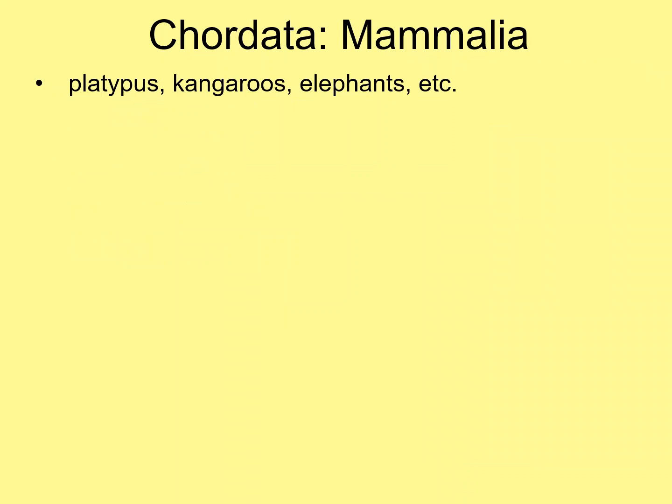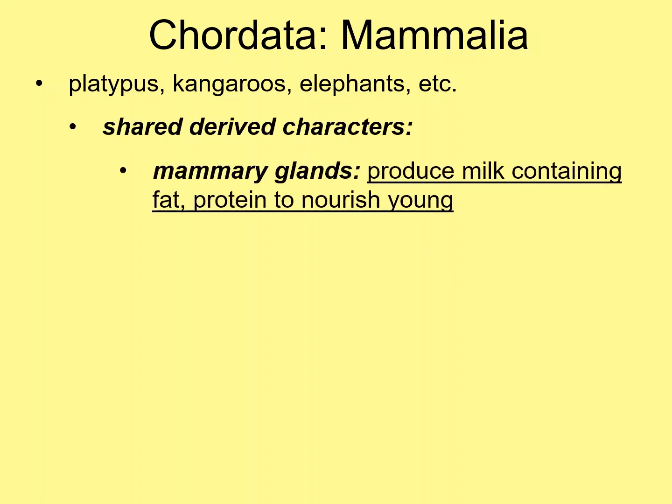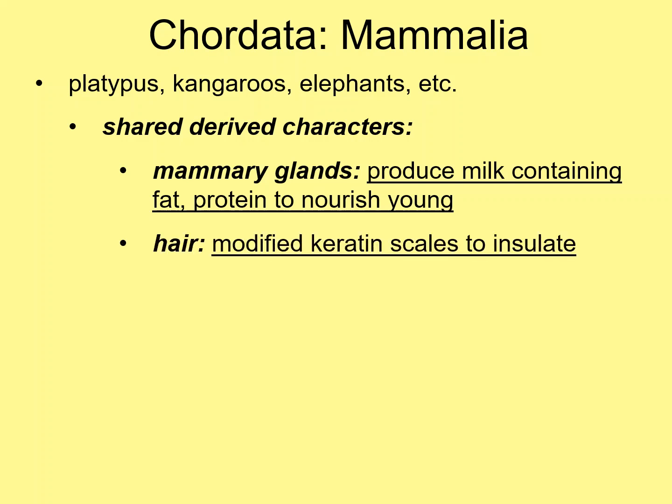Which brings me to mammals, which of course is us, right? So we have placental mammals, we have marsupials, and then there are monotremes, which are bizarre egg-laying mammals, very strange. Okay, so what makes a mammal, right? Mammary glands that produce milk. Nipples are not a requirement, notice, just the glands, right? Hair, these are modified keratin scales that are used to insulate.